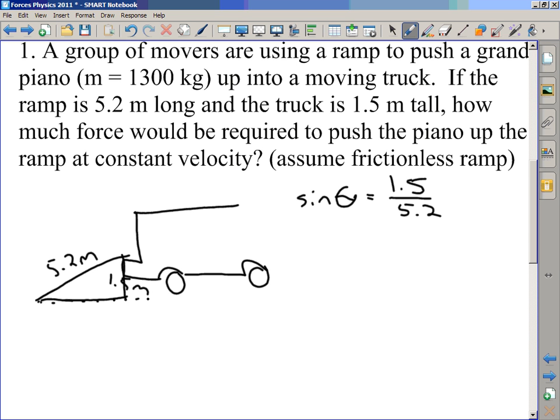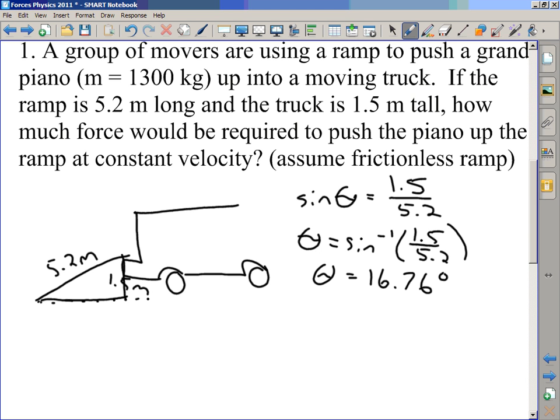That makes sense to everyone? So take the inverse of both sides. That's where we were going here. Theta equals sine inverse of 1.5 over 5.2. Theta equals, give me an angle. 16.76. Wait, can you hold on a second? No pressure.